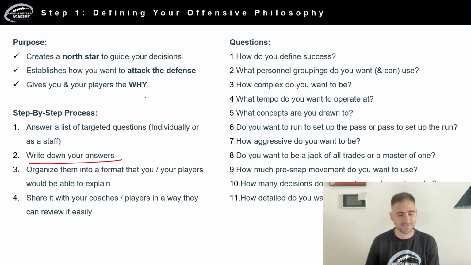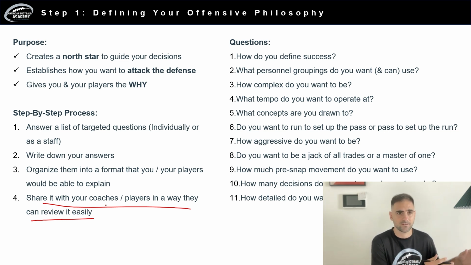I really like the idea of writing them down because you're going to see where there are gaps in your ability to explain something, okay? Then you want to organize them into a format that you're actually able to give to your players. And then the last thing would be just sharing it with them in that format that is really easily accessible for them. I don't just have this written down somewhere in an Excel document or a Word document. This is in the playbook, right?